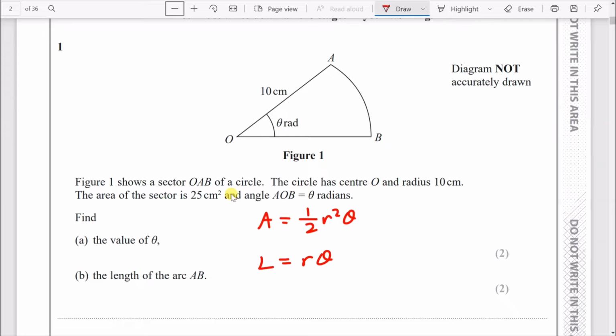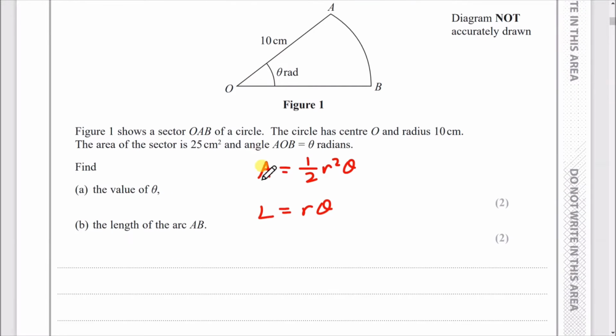Now all you gotta do, guys, is just update these values. We know that the area is 25, so A is 25, and the radius r is 10. So for the first equation, we're going to have 25 equals half times 10 squared times theta. Whereas for the second one, it's just simply L equals 10 times theta.